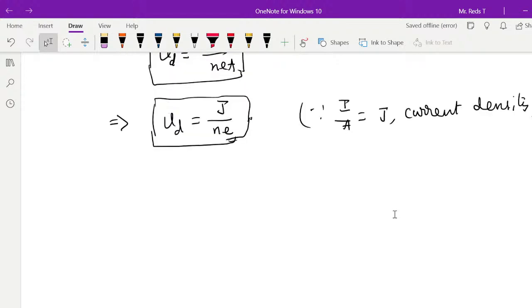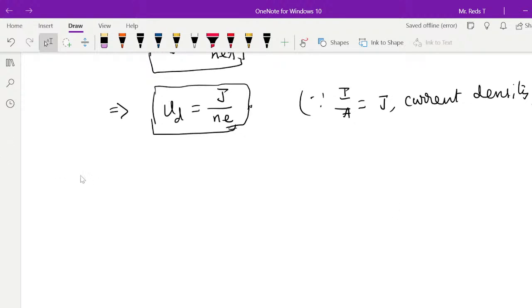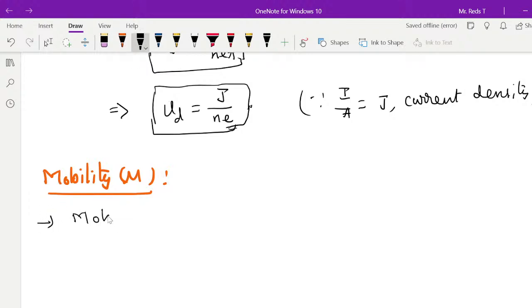And of course here you have to remember one small related quantity also, that is mobility. Let me give you that also, then we'll see some questions. Mobility of charge carriers is denoted by the symbol mu. What is this mobility of charge carriers?